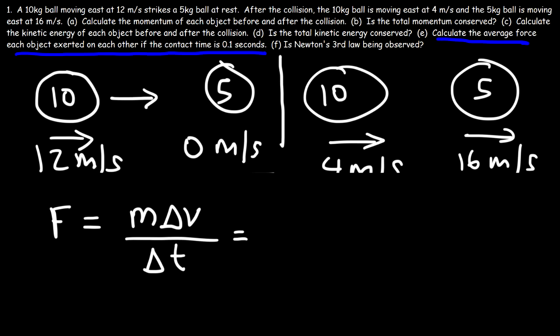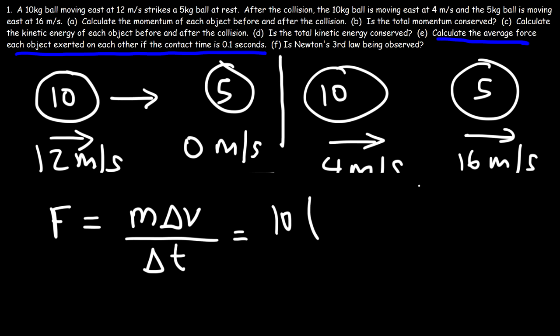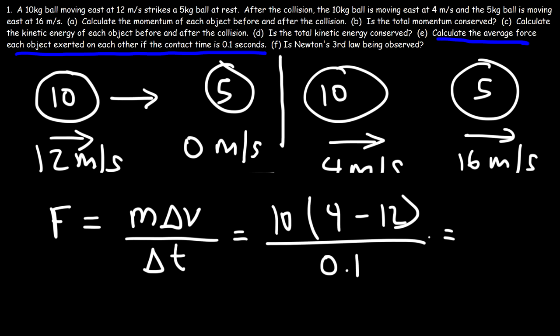Focusing on the 10 kilogram ball, it has a mass of 10 and its velocity went from 12 to 4. So final minus initial, the final velocity is 4, the initial velocity is 12, and divided by the change in time, which is 0.1. So 4 minus 12 is negative 8 times 10, that's negative 80 divided by 0.1. So it's negative 800 newtons for the 10 kilogram ball.